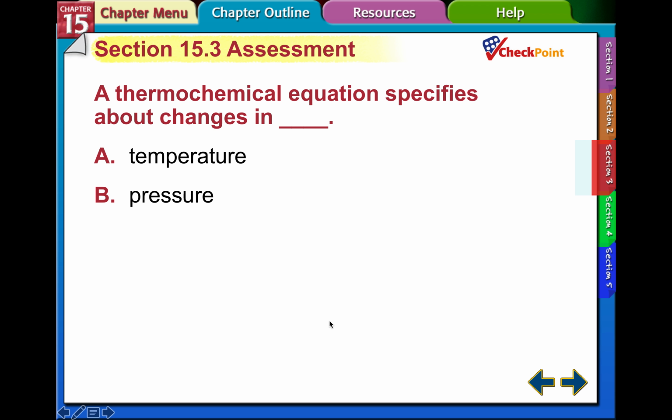And how about this one? A thermochemical equation specifies amount changes in what? Should be enthalpy, right? Alright, so that's going to be it for 15.3. If you need to pause and take a break, do that now. I will be right here.